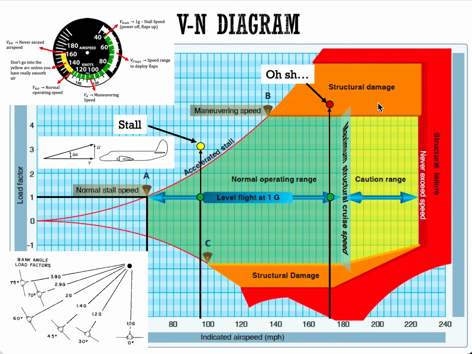Again, it's not just for stall. Whenever you do a high velocity turn at different angles, you will experience different G's, where this VN diagram also comes into play. You have to make sure that when you're doing these maneuvers, you don't structurally damage the aircraft.